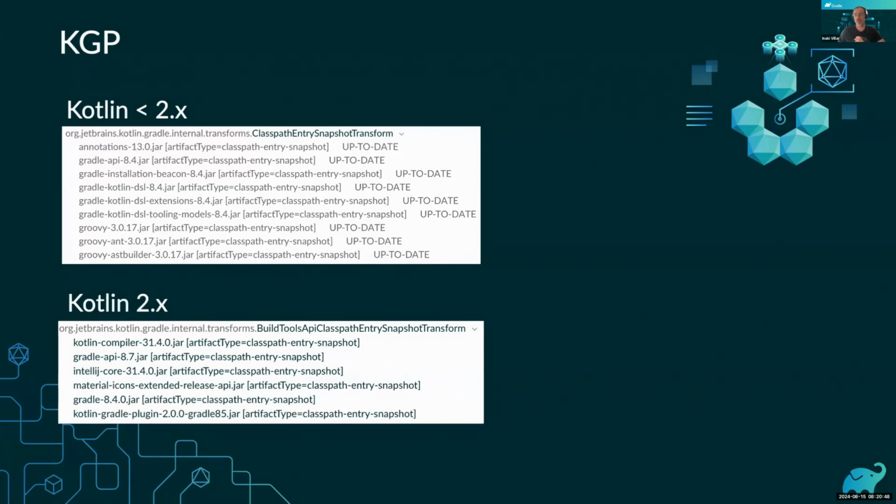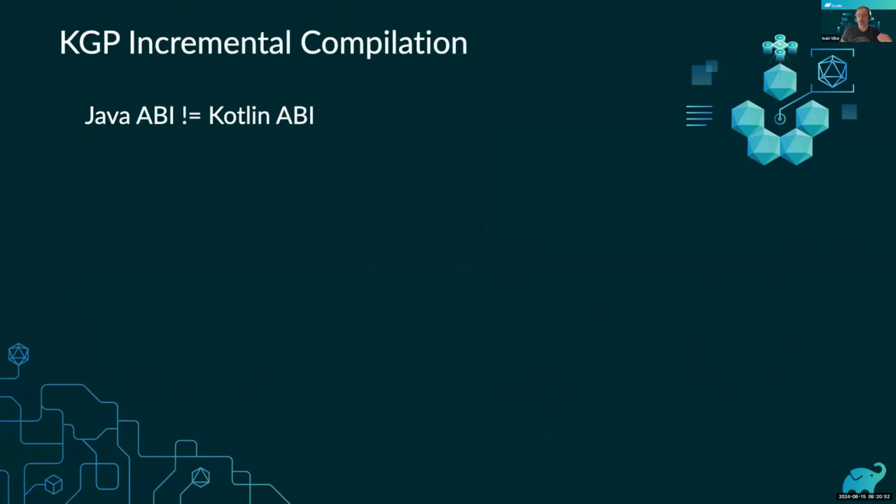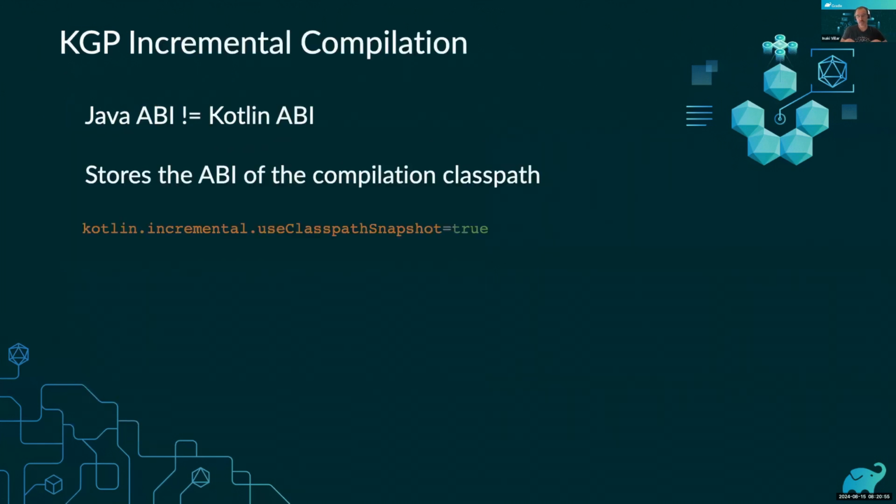entry snapshot transform. And I'm not going to go into too many details, but as Nelson explained, the incremental compilation that JetBrains is providing is going to store the application binary interface of the compilation classpath of the Kotlin compiler invocation. So with that, we are still going to enjoy incremental compilation when one dependency is updated, and we're not going to need to compile the entire compilation unit.